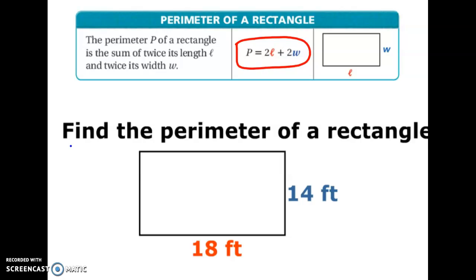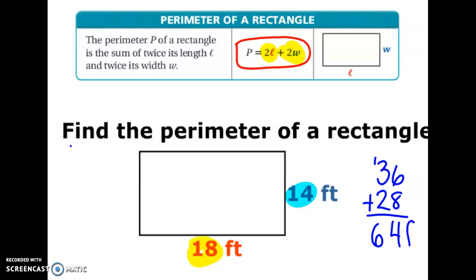The formula for finding the perimeter of a rectangle, there are a couple of ways you can do it. You can double the length, double the width, and put those together. If I wanted to use that formula on this shape, I could double the length. If I doubled 18, I would have 36. I can then double the width, and if I double 14, I would get 28, and I can add those two together. 6 plus 8 is 14. I would have a perimeter of 64 feet.